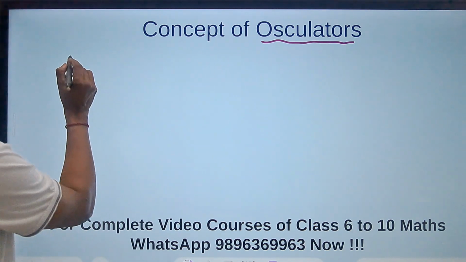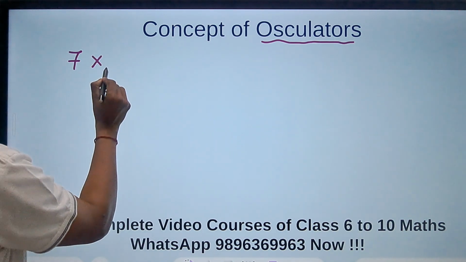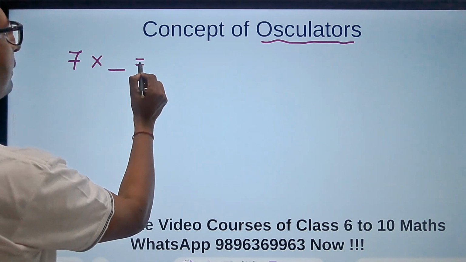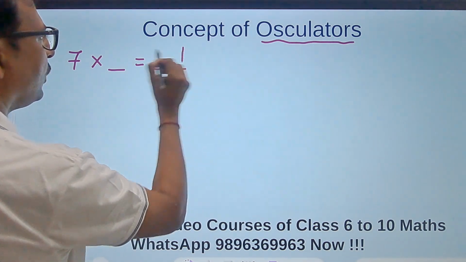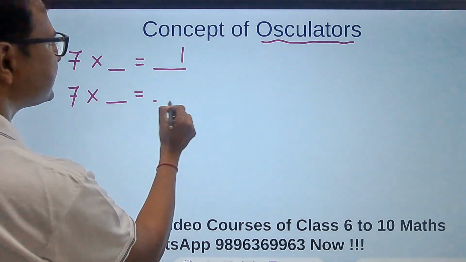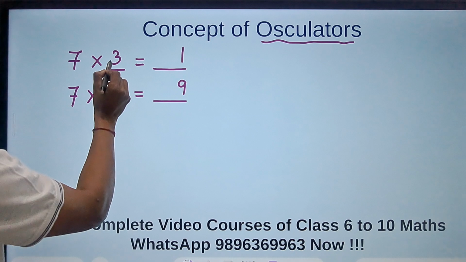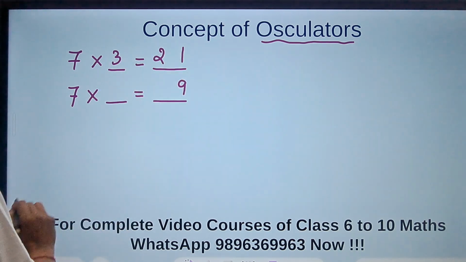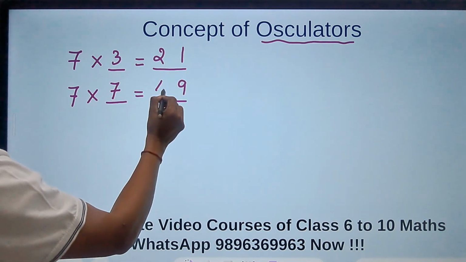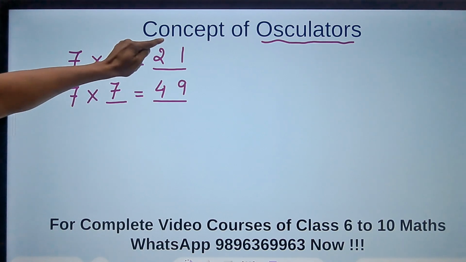See, whenever you are talking about 7, like I want to check whether a number is divisible by 7 or not, I want to multiply this number by a single digit number so that my answer ends either in 1, or the same number multiplied by a single digit number gives an answer ending in 9. Now we all know that 7 times 3 is going to be 21, that ends in 1, and 7 times 7 is 49, which ends in 9.